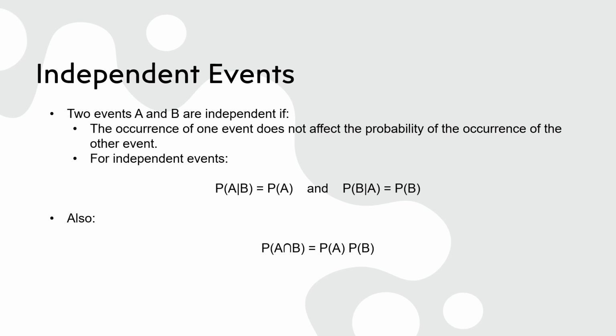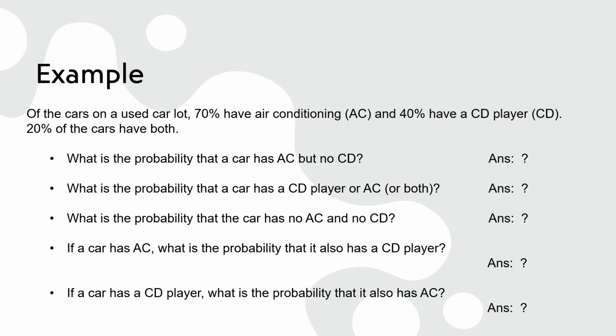It means that for independent events, A and B, having additional information about one of the events doesn't help us to better understand the other one. Events A and B are independent if the probability of their intersection is equal to the product of their individual probabilities. Let's go over an example together.